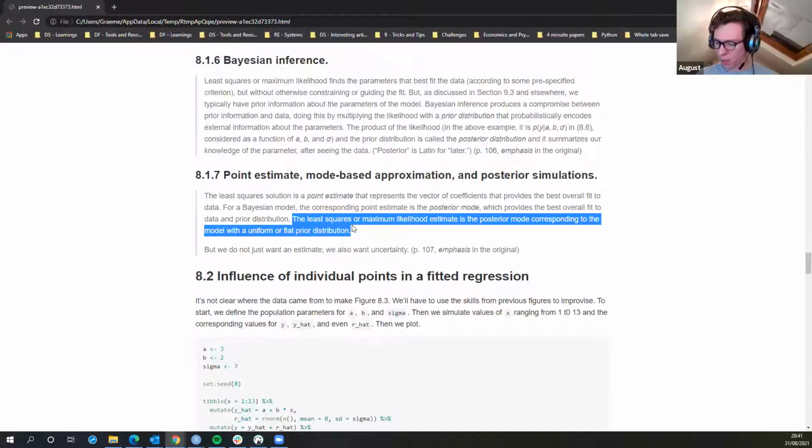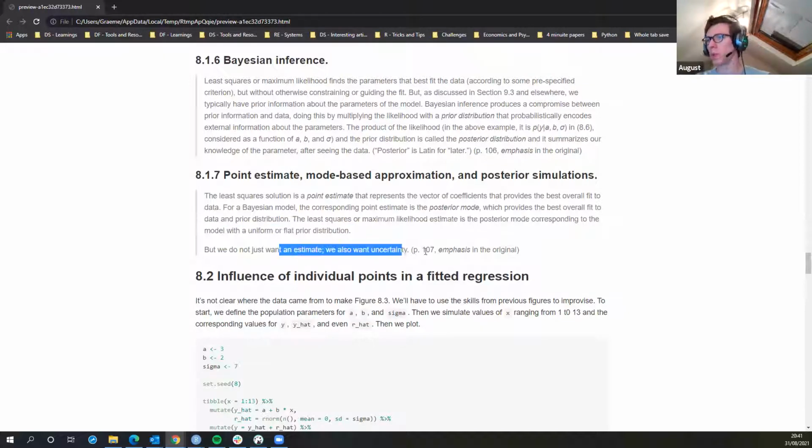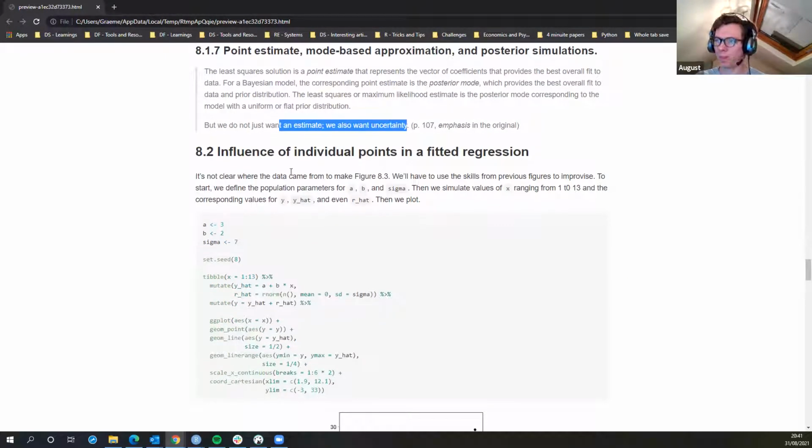Probabilities of priors is equal in parametric. Right. We do not want an estimate. We want uncertainty. Okay. Emphasis on uncertainty.